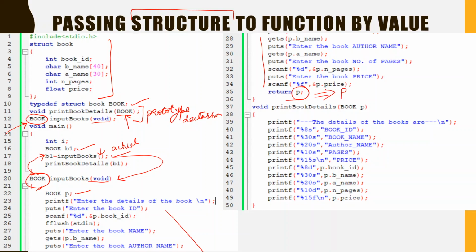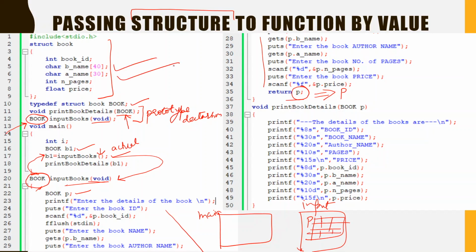The book would be input in the form of p here. Suppose this is how the memory would look. Suppose this is the memory of main, and as the call to input books is made, a memory of input books is created. Here p is created, and the p block is created. Now each of the values of the member variables in this particular block is copied to the b1 block in this memory, the corresponding values. So the book id of p corresponds to b1 dot book id of the particular variable. In this way it is copied.